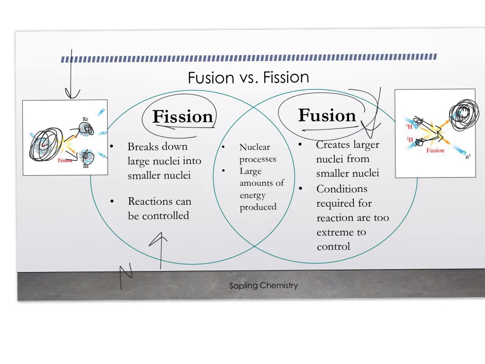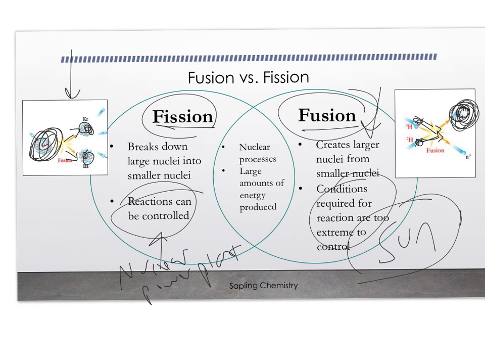Fission reactions, those are like your nuclear reactors. We can control those, and we capture that energy. So if you have a nuclear power plant, that's what's happening, the fission process. Fusion, the conditions required for this are too extreme to control. So you need to think about the sun. The sun is a big fusion process, and it releases a lot of energy, and we're not able to control that, obviously. Otherwise, we would have already learned how to capture energy from the sun. But it's too much for us to handle, I guess, in this day and age. So the sun cannot be controlled. That is a fusion process.